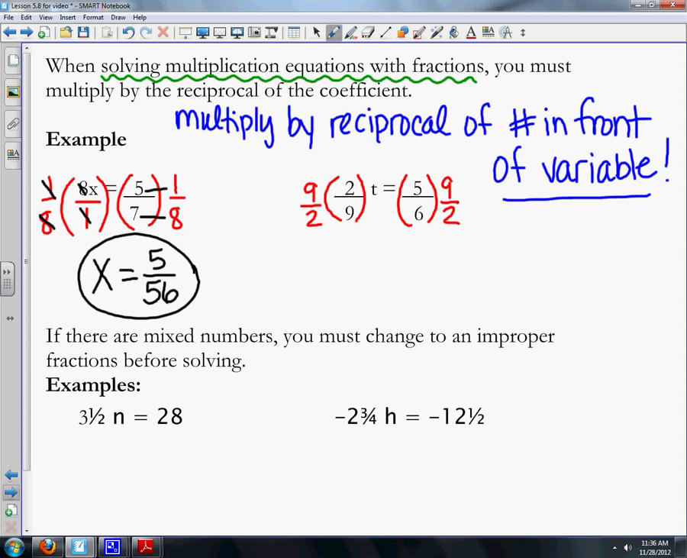So 9 times 2 is 18 over 18. That becomes 1, so you really don't even have to do it. So then I'm left with t equals 5 times 9 is 45, and 6 times 2 is 12. Now, I have to think, can I divide? Well, 45 can be divided by 3, and so can 12. So I can divide by 3, and that equals 15 over 4.